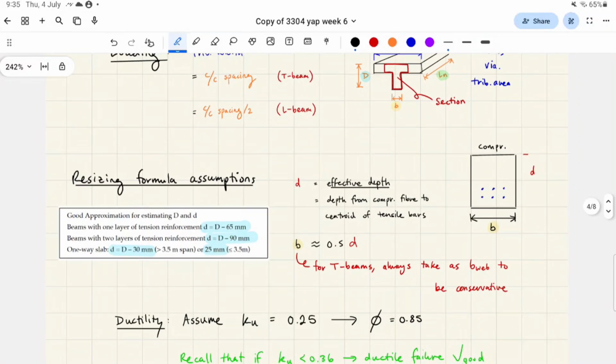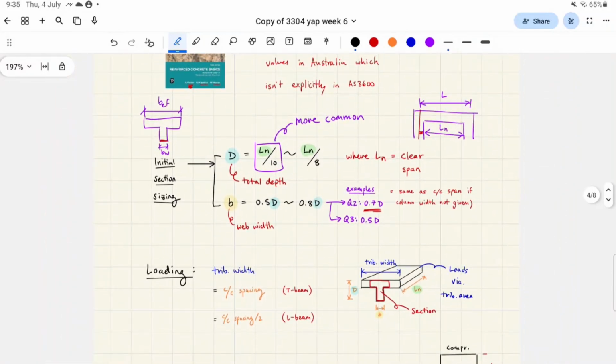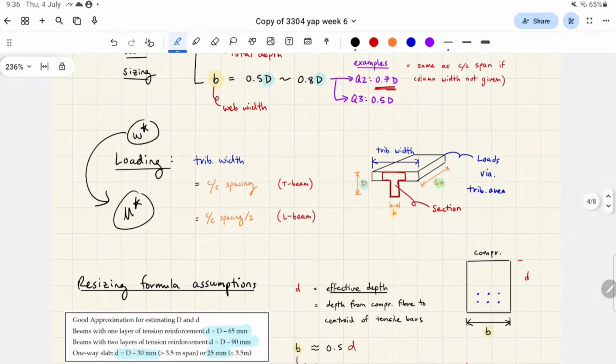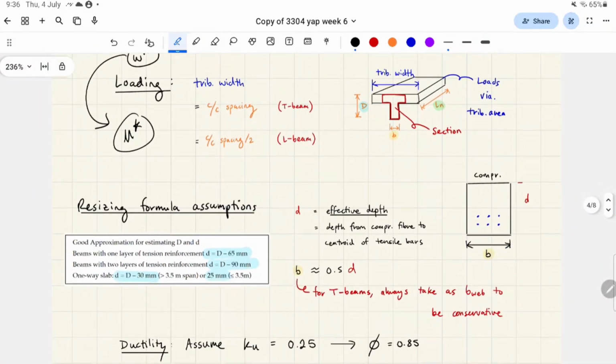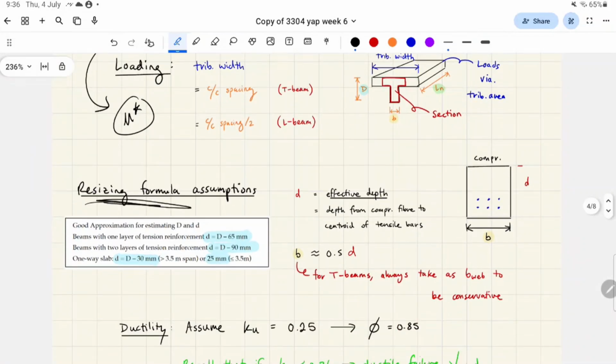So basically, when we're trying to size our section, we start with these initial guess values, and we have to calculate M star. You'll see in a bit. You determine the loading, like W and all that, and plug it into M star. I haven't really shown you the formula, so I can't explain this too hard, but there's a resizing formula of some sort, and then there are some assumptions that go into it.